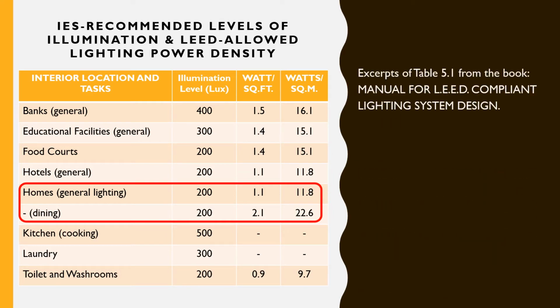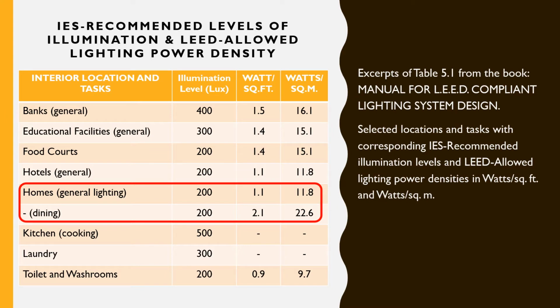Now, this is actually an excerpt from a book, Manual for LEED Compliant Lighting Design, that is in Table 5.1. Selected locations and tasks with corresponding IES recommended illumination levels and LEED allowed lighting power densities in watts per square feet and watts per square meter.